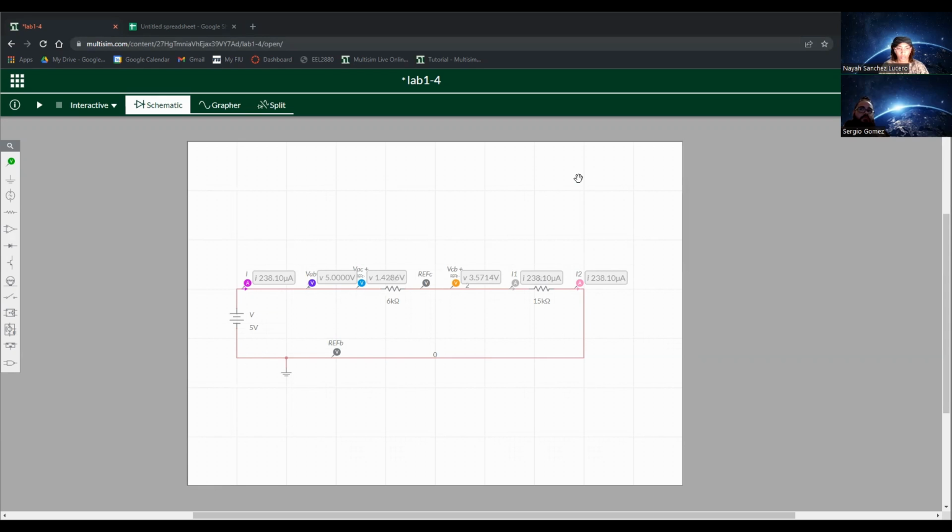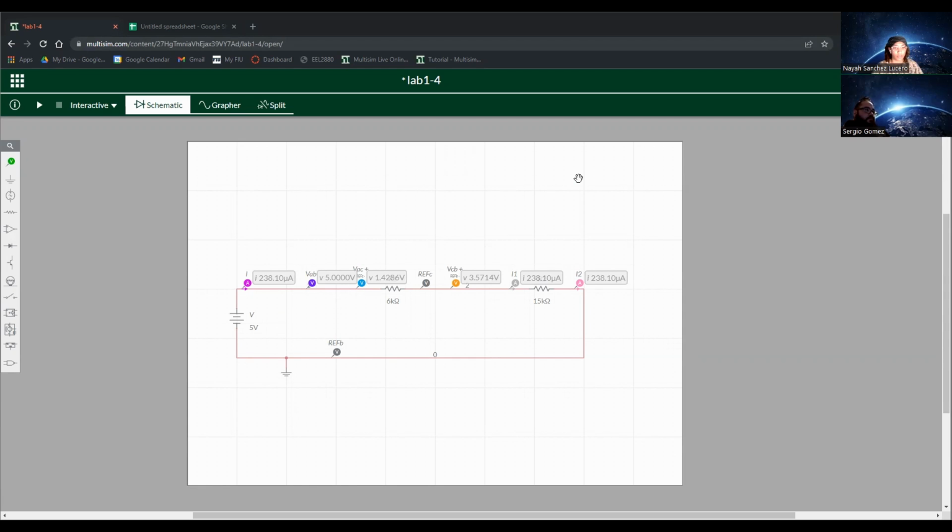VAC is 1.4286 volts. VCB is 3.5714 volts. And if you add up VAC and VCB, you get 5 volts. And in the demonstration video, VAB was actually -5 volts.